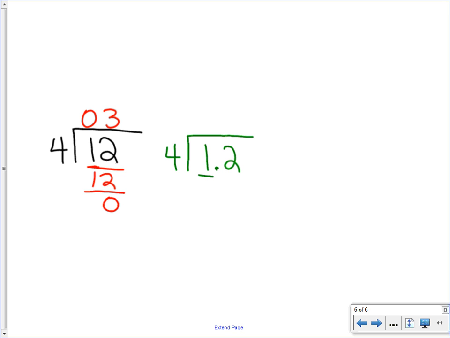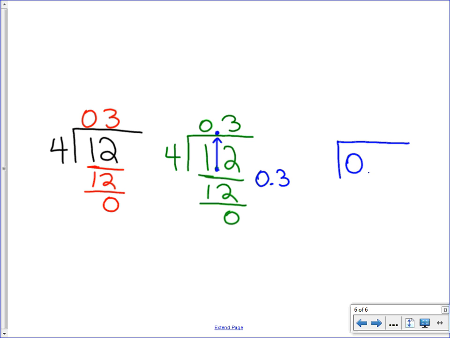4 goes into 1, 0. 4 goes into 12, 3. Multiply, subtract, it's even. But I've got this decimal point. All I do is I move it up. And instead of 3 wholes like we just showed on the left, our answer is 3 tenths. And that's where that candy bar, the pieces started getting smaller. We have more of them, but definitely smaller pieces.